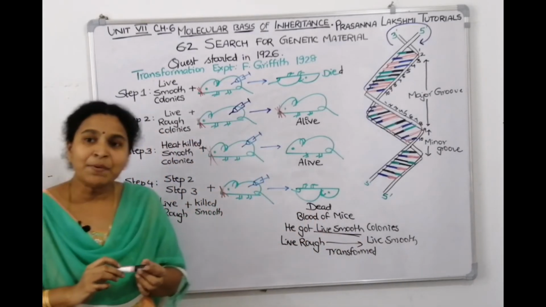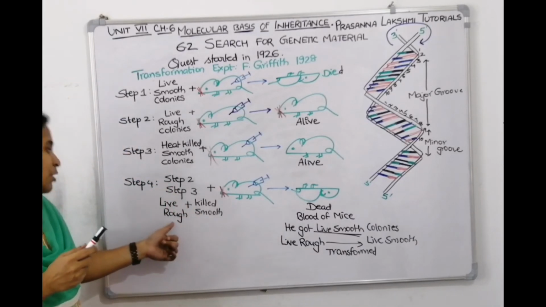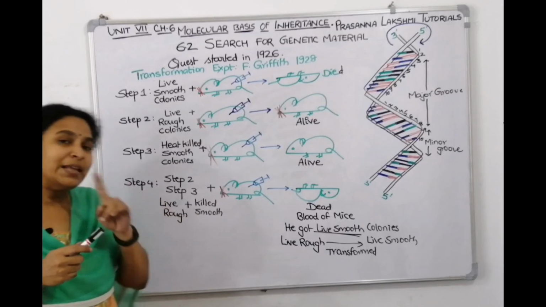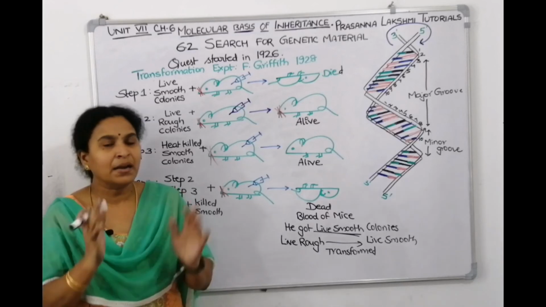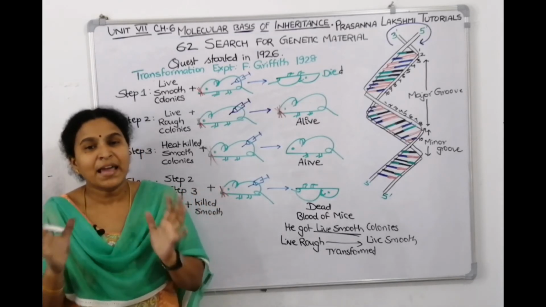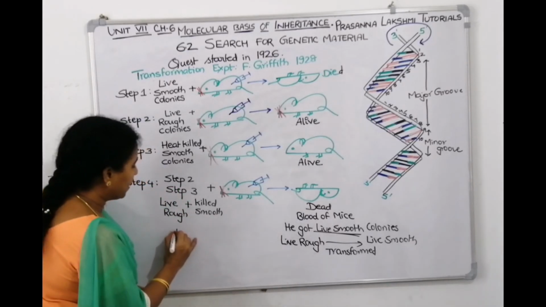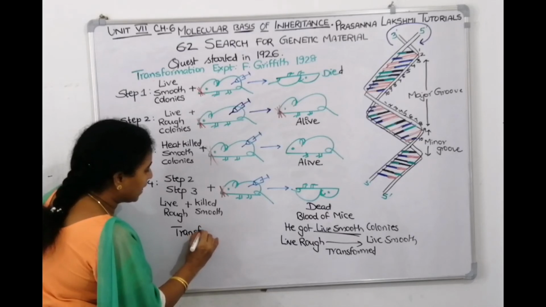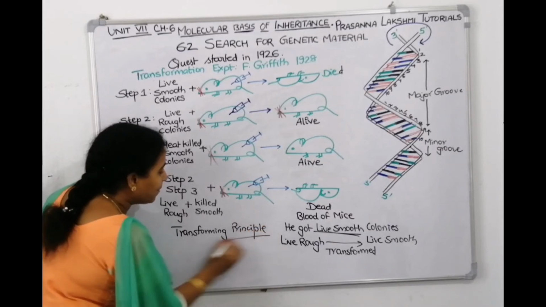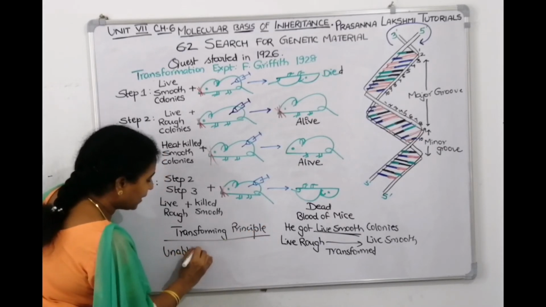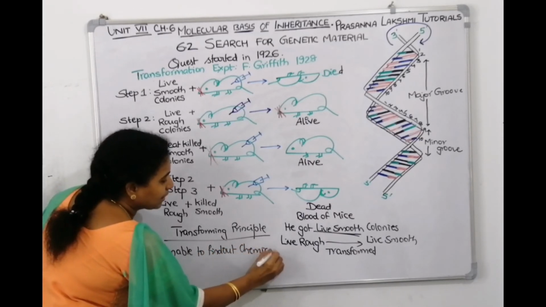But then he was unable to tell the chemical nature, what went from this bacteria to this bacteria to convert the rough into smooth. He couldn't tell the chemical nature. But then he just told, this is the transformation that happened. Rough got transformed to smooth, and the agent is the transforming principle. He just concluded his experiment telling that it is the transforming principle. He was unable to find out the chemical nature.